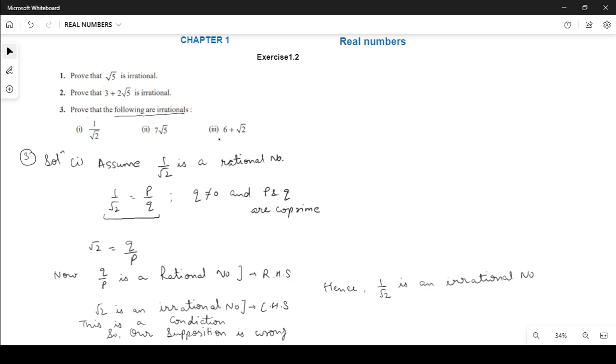So rest of the question you will do by yourself. If you get any doubt, you can comment on the chat box. With this, we have completed chapter number 1 according to the new NCERT syllabus 2023 and 24.